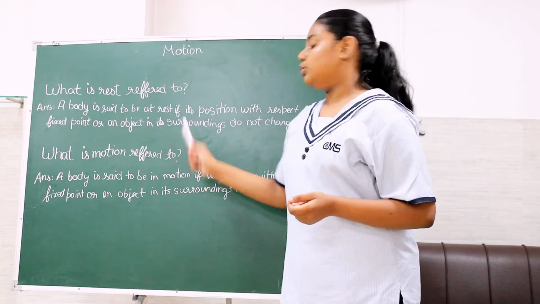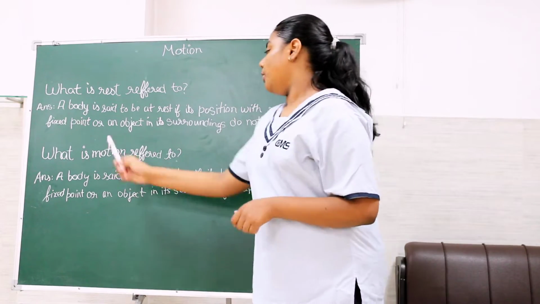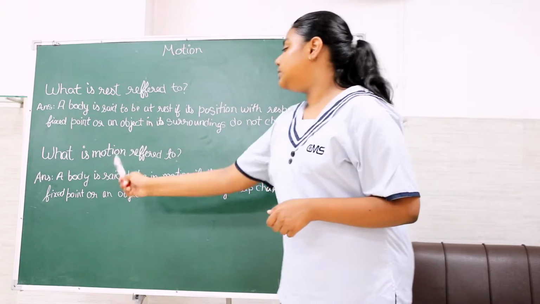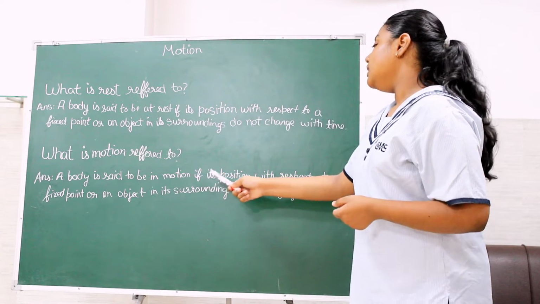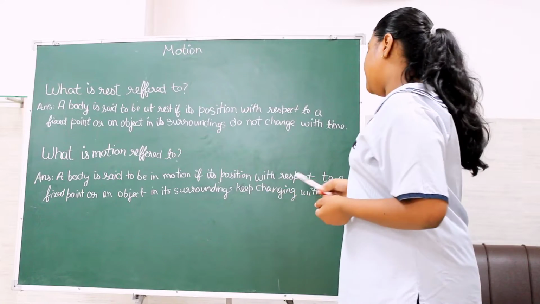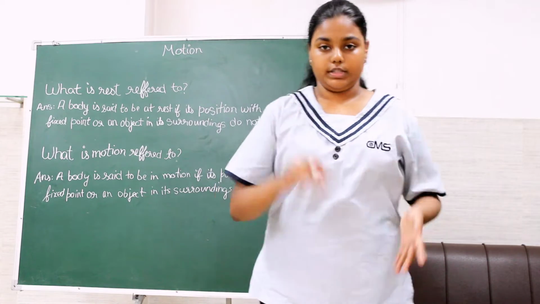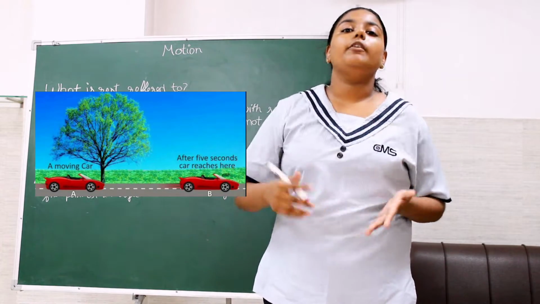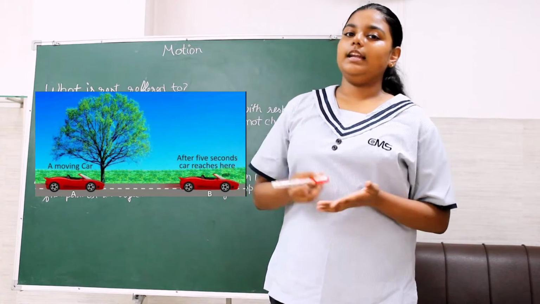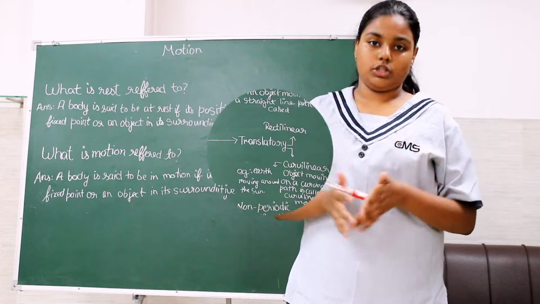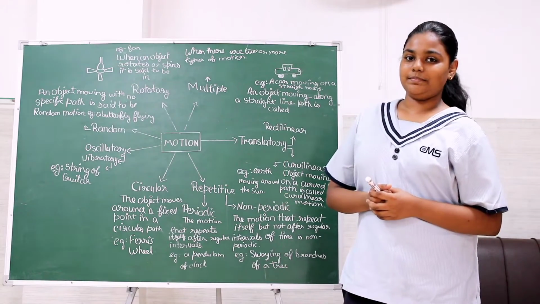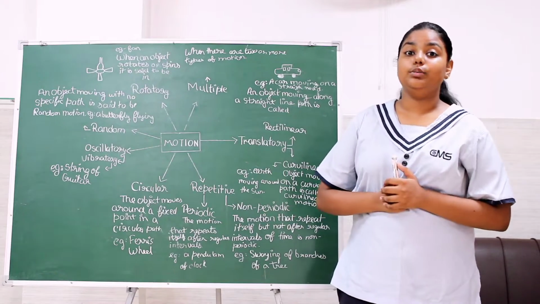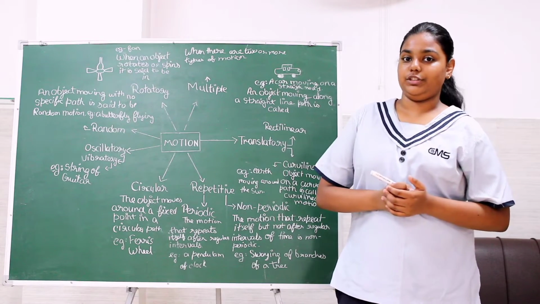Now what is motion referred to? A body is said to be in motion if its position with respect to a fixed point or an object in its surroundings keeps changing with time. Now it is just the opposite. So when it moves, the surroundings will change and it will not be at a fixed point. Then the object is in motion. Let's study some types of motions. In this video, we are going to study 9 types of motions.